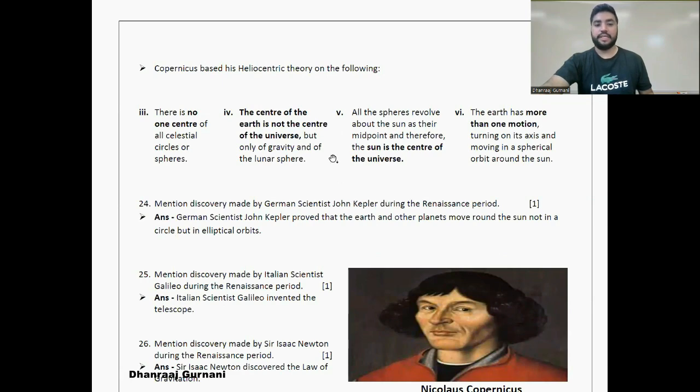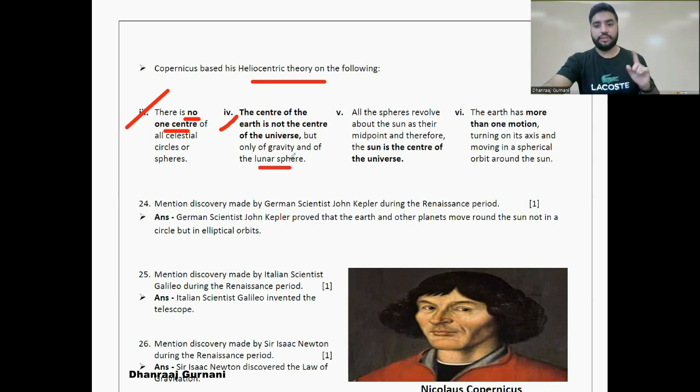Copernicus based his heliocentric theory on the following. Let's see what the heliocentric theory is and what it was based on. What did Copernicus say about it? Four points. There is no one center of all celestial circles or spheres. Mark the head point, no one center. The center of the earth is not the center of the universe, but only of gravity and of the lunar sphere.